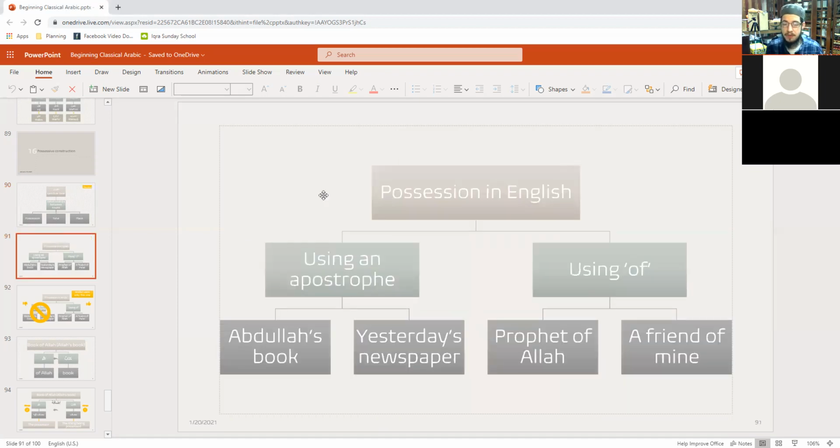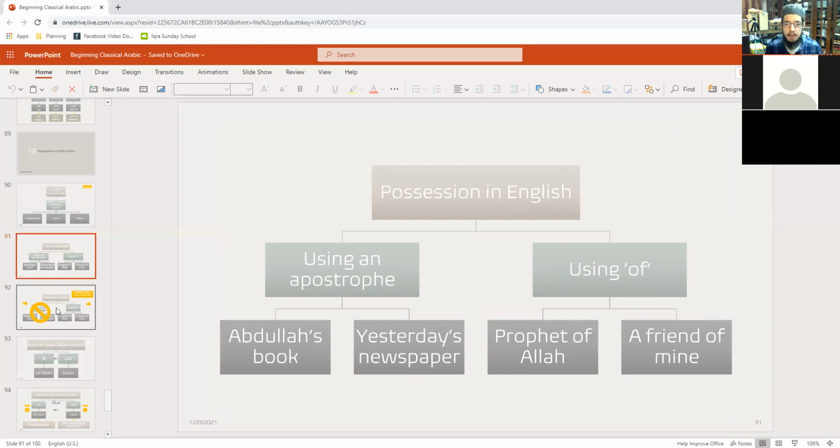In English, we have two possible ways to make possessive constructions. The easiest, most common way is to just slap that apostrophe S on the end of any noun. Abdullah's book. The book belongs to Abdullah. Yesterday's newspaper. The newspaper is from yesterday. But even in English, we have a second way. It's a little bit more formal, using the word of. The prophet of Allah, a friend of mine, and so on.